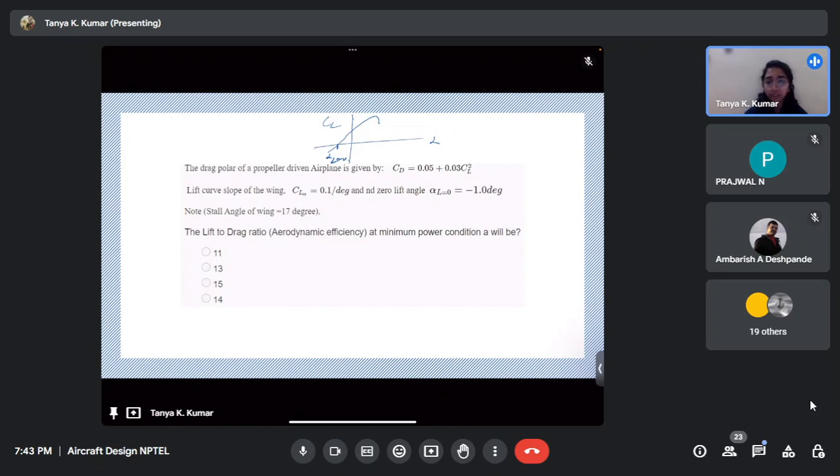The lift to drag ratio, or the aerodynamic efficiency, at minimum power condition will be... How do we compute this? They've asked you the lift to drag ratio, that is L by D or CL by CD. So let's individually compute CL and CD and take the ratio. How do you get CL? What is the formula for CL?